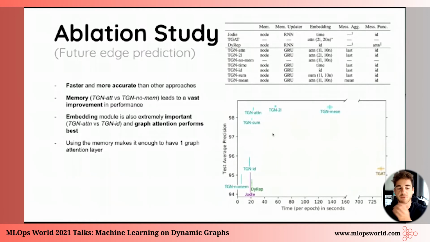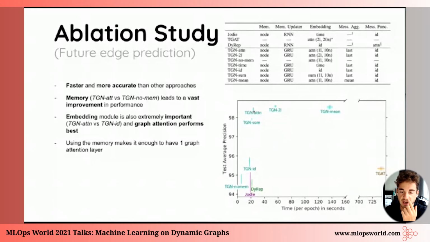I was saying that the model uses a memory, so this vector for each node. And we have an ablation showing that using the memory helps a lot. So this model uses the memory, and this no-mem is the same model without the memory. You can see that this is faster because it's doing less, but the gain from using the memory is huge. And also the graph neural network on top of that is important. Removing that is this TGN ID here, and again, the drop is very significant from this full model here.